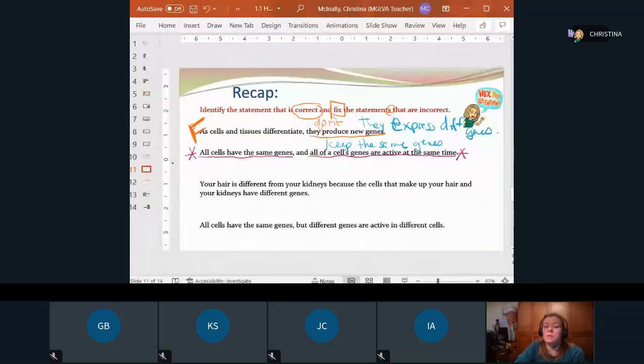Olivia, yep. But all cells have the same genes. Let's just break it apart. Is this part true or false? Let's look at just the first part. Is this true? First part's true, but the second part's wrong. Okay, all of a cell's genes are active. This part is false. Do we all agree? Yes. Okay, so all of a cell's.